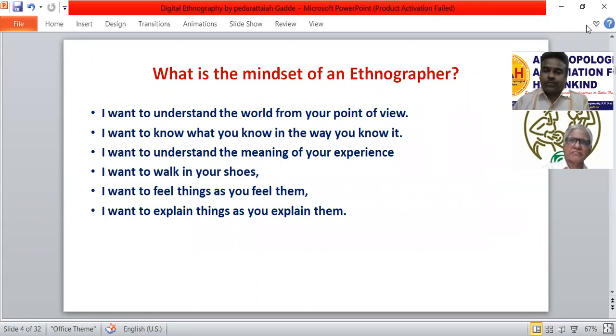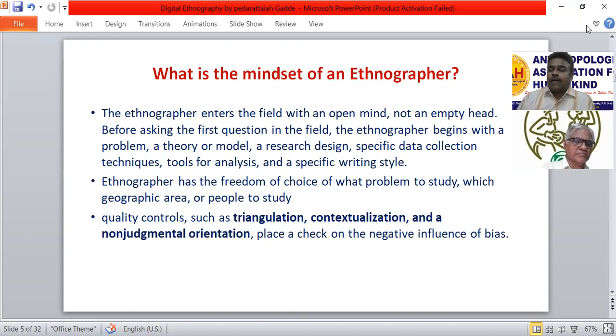What is the mindset of an ethnographer? His mindset consists of attitudes towards the local people group which he is going to study. So he wants to understand the world from the native's point of view. He wants to know what the native people know in the way they know it. And an ethnographer wants to understand the meaning of local people's experiences. He wants to walk in the shoes of the native people. He wants to feel things as they feel. He wants to explain things as they explain them. So these are the principles, the attitudes towards the local people, how an ethnographer keeps a kind of mindset.